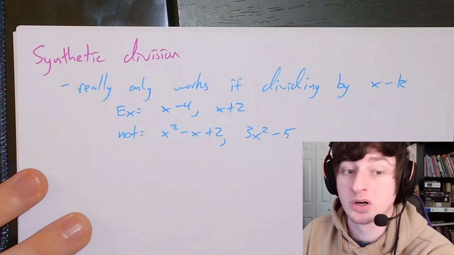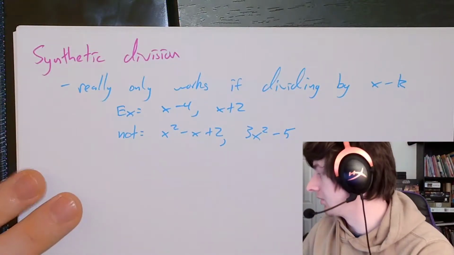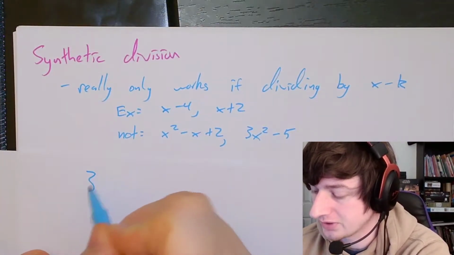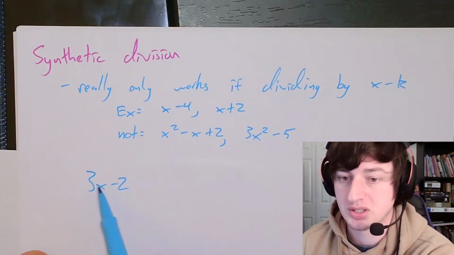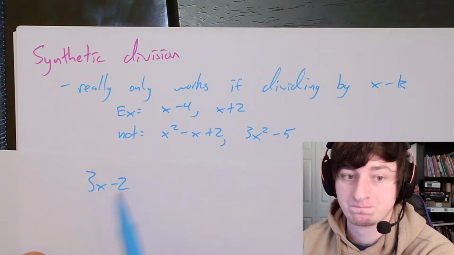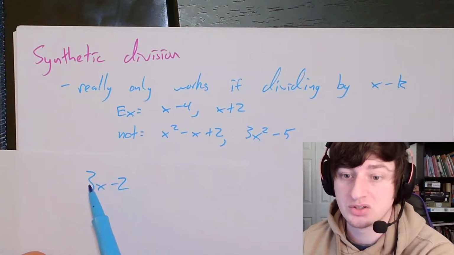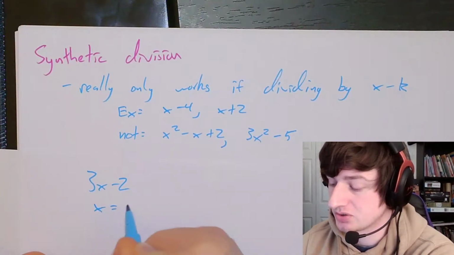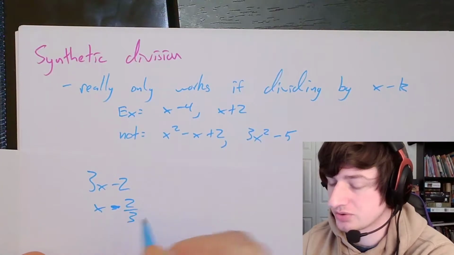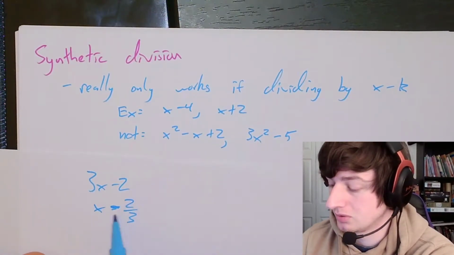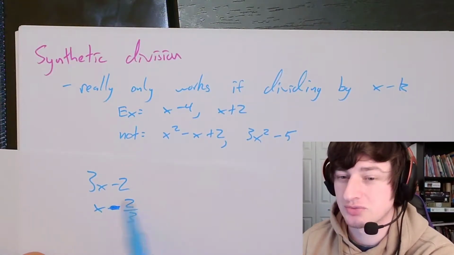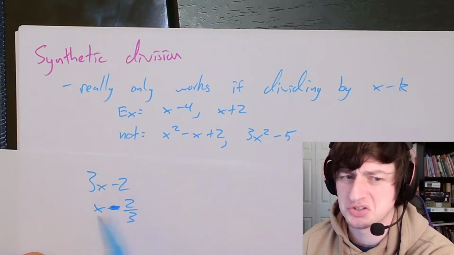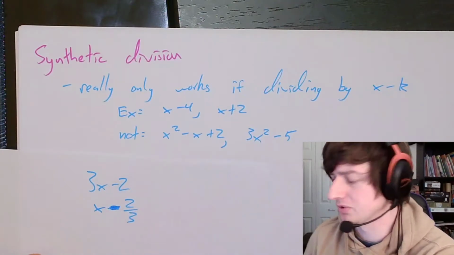It will work for stuff like 3x minus 2, but you would need to convert this to x minus 2/3, and then you're going to use a fraction. So don't use synthetic division for this kind of problem. Just use the normal division.